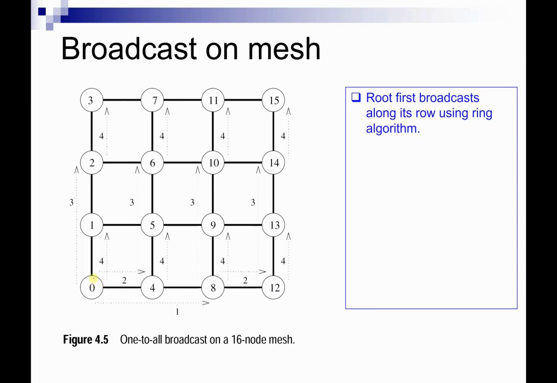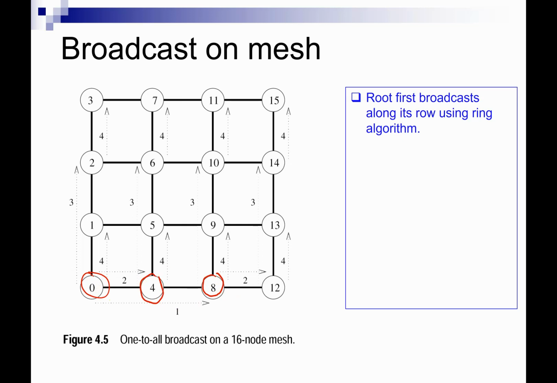Initially 0 has the value, and it's first going to broadcast on its row. To do that, it needs to send the message halfway across the row in the first step. So in step 1, 0 is going to send to 8, so now both 0 and 8 have the value. Then on the second step, both 0 and 8 are going to send simultaneously a distance of 1.